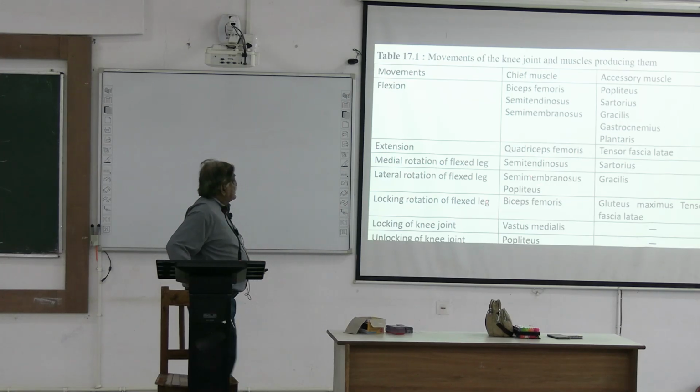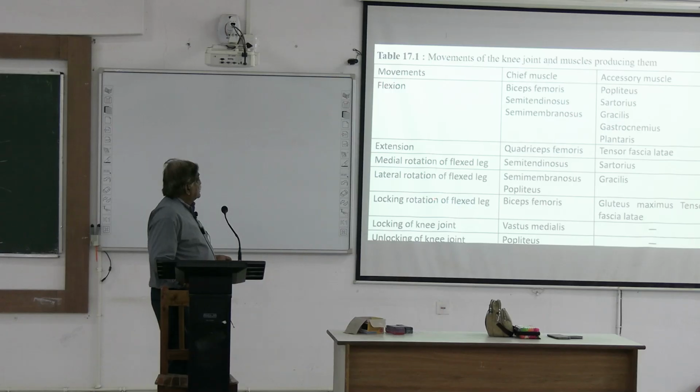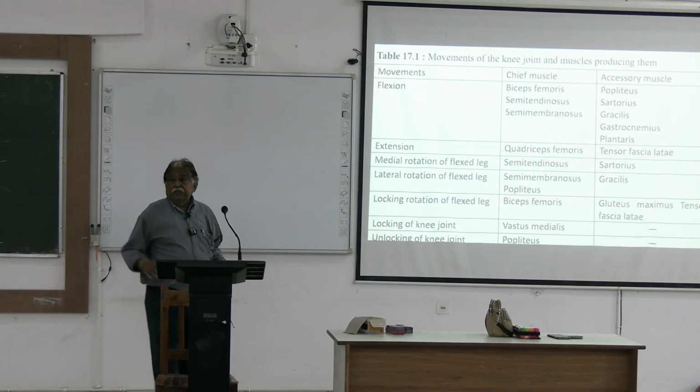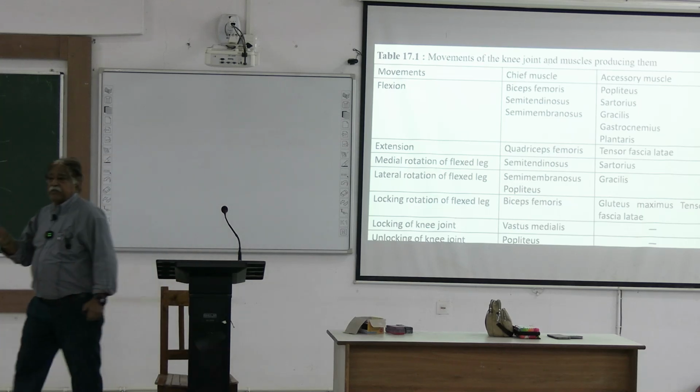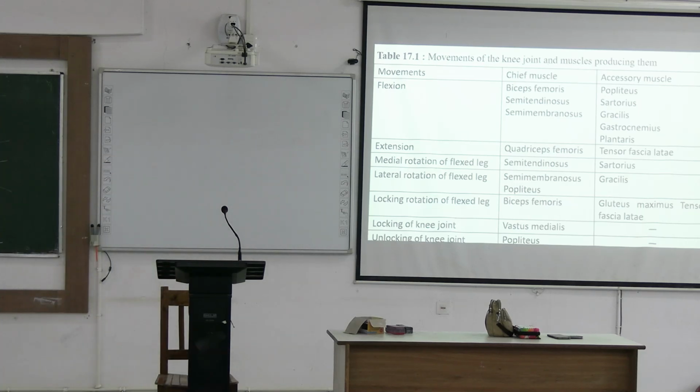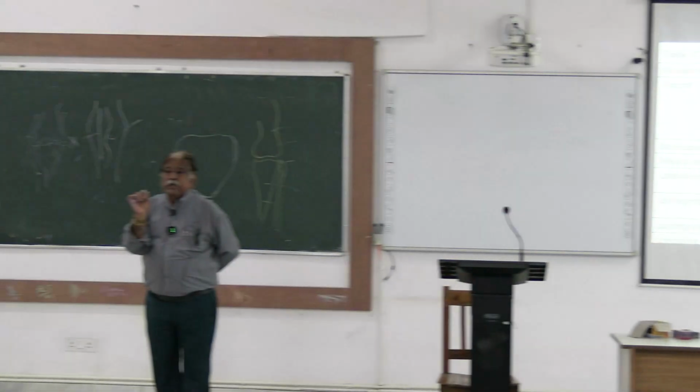Lateral rotation of the flexed leg: biceps femoris, gluteus maximus, and tensor fasciae latae. Locking of the knee joint: vastus medialis. Unlocking of the knee joint: popliteus. Now, locking muscles, unlocking muscles. These are all small questions, or it can be an MCQ.